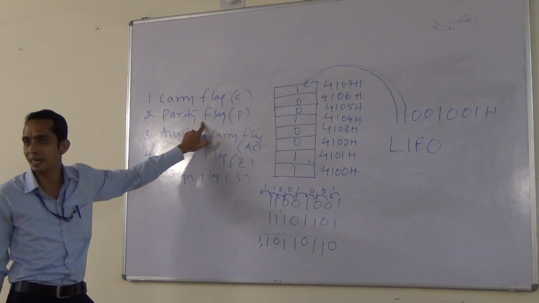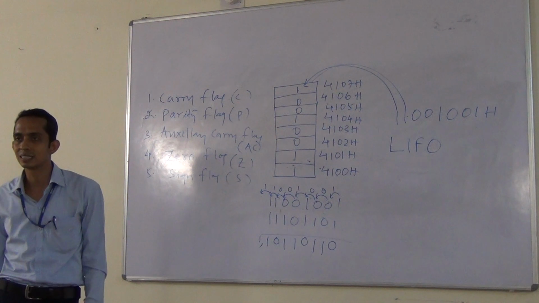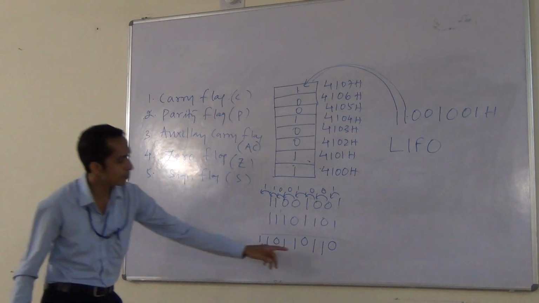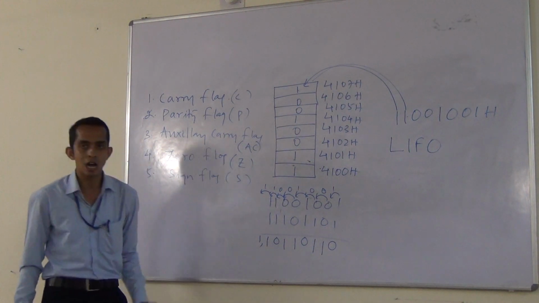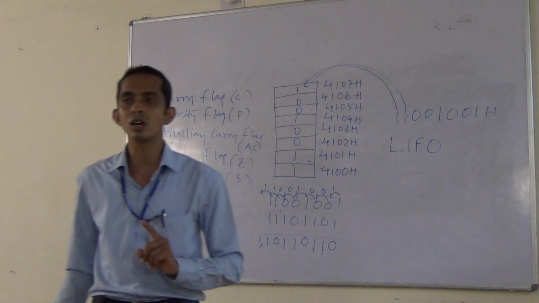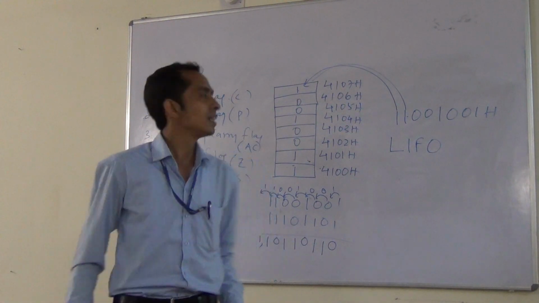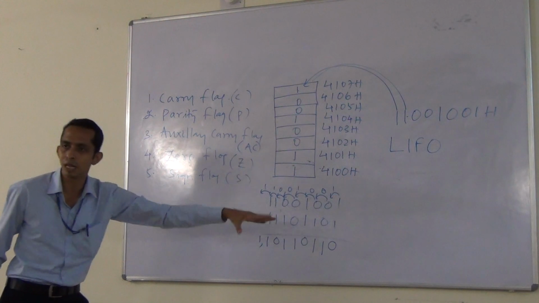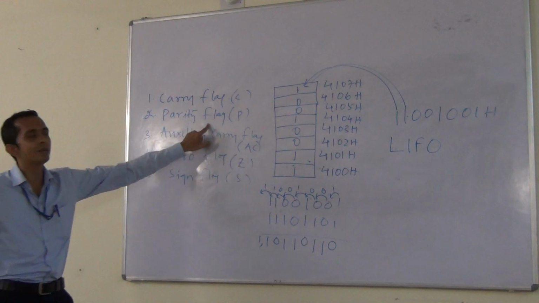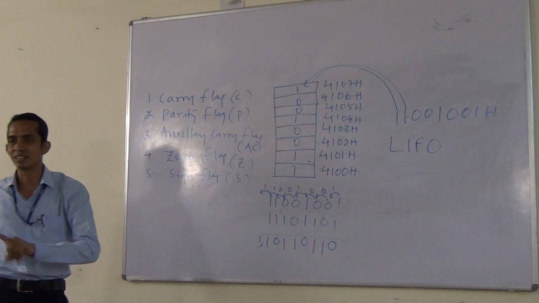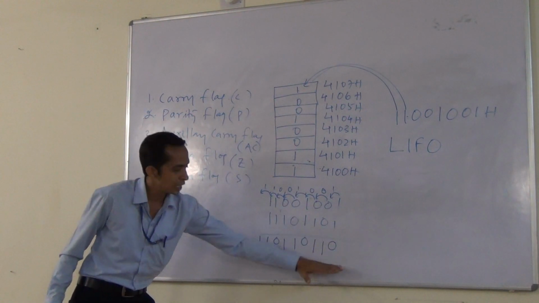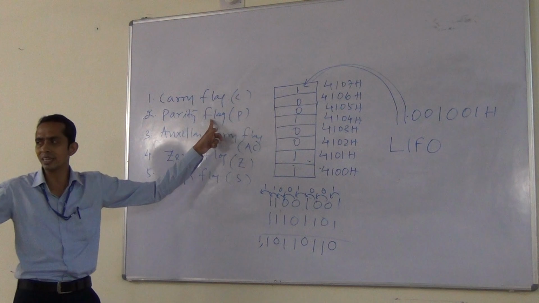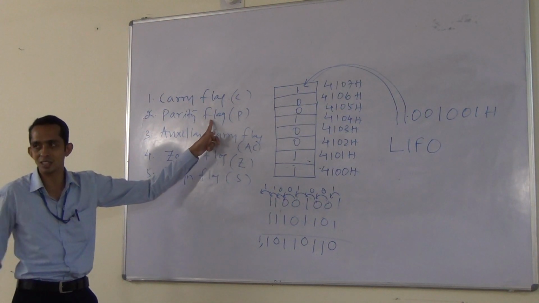Coming to the parity flag, parity means we have to check the even parity. After this addition operation, I have to count how many 1s are available. If we count 1, 2, 3, 4, 5, 6, how many 1s? 6 ones are available. Is 6 an even number or odd number? Even number. If it is an even number, then the parity flag will set. If it were an odd number of 1s, any example you can verify, it will be reset. So this is the fundamental: after an operation, if the number of 1s is even, the parity flag will set, otherwise reset. You can note it down in your copy during my discussion.